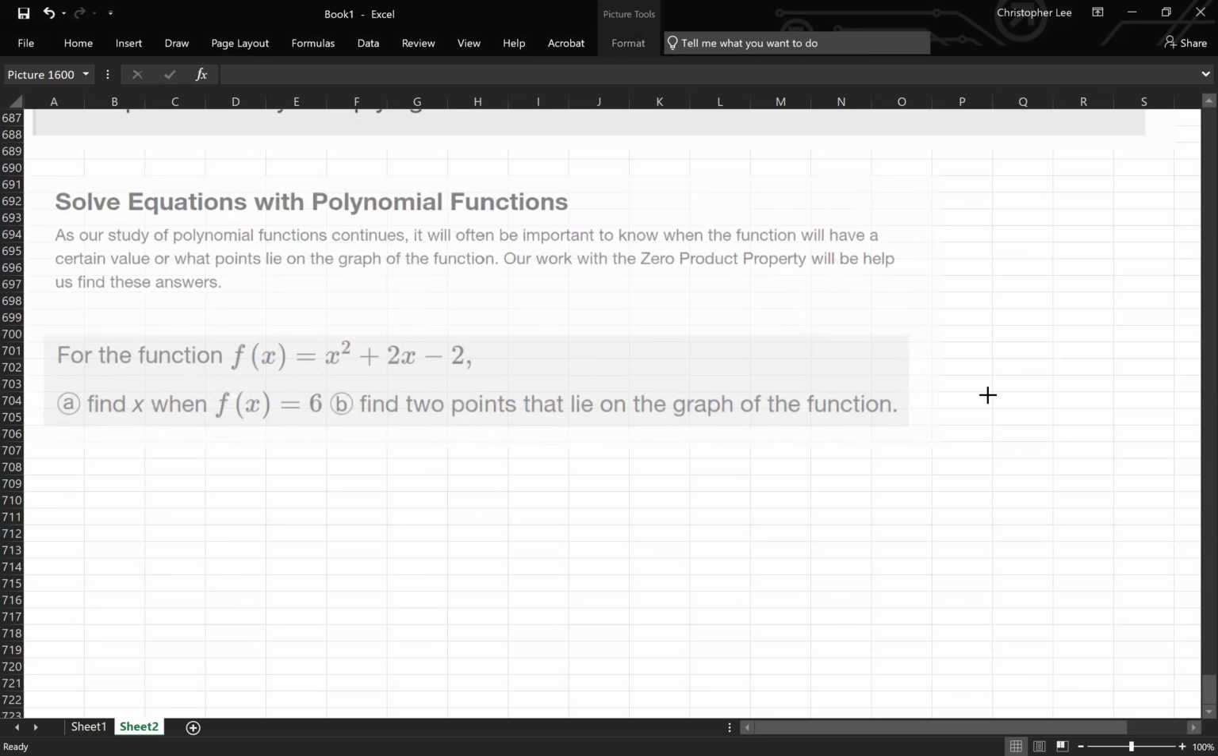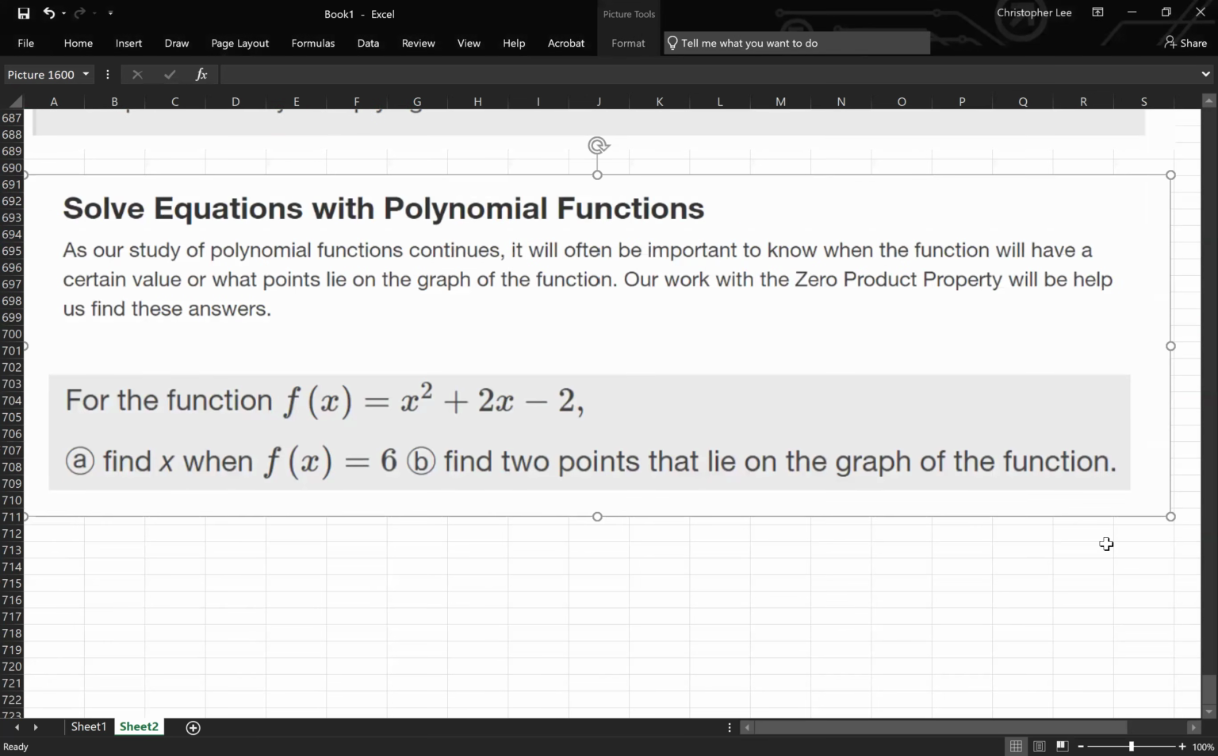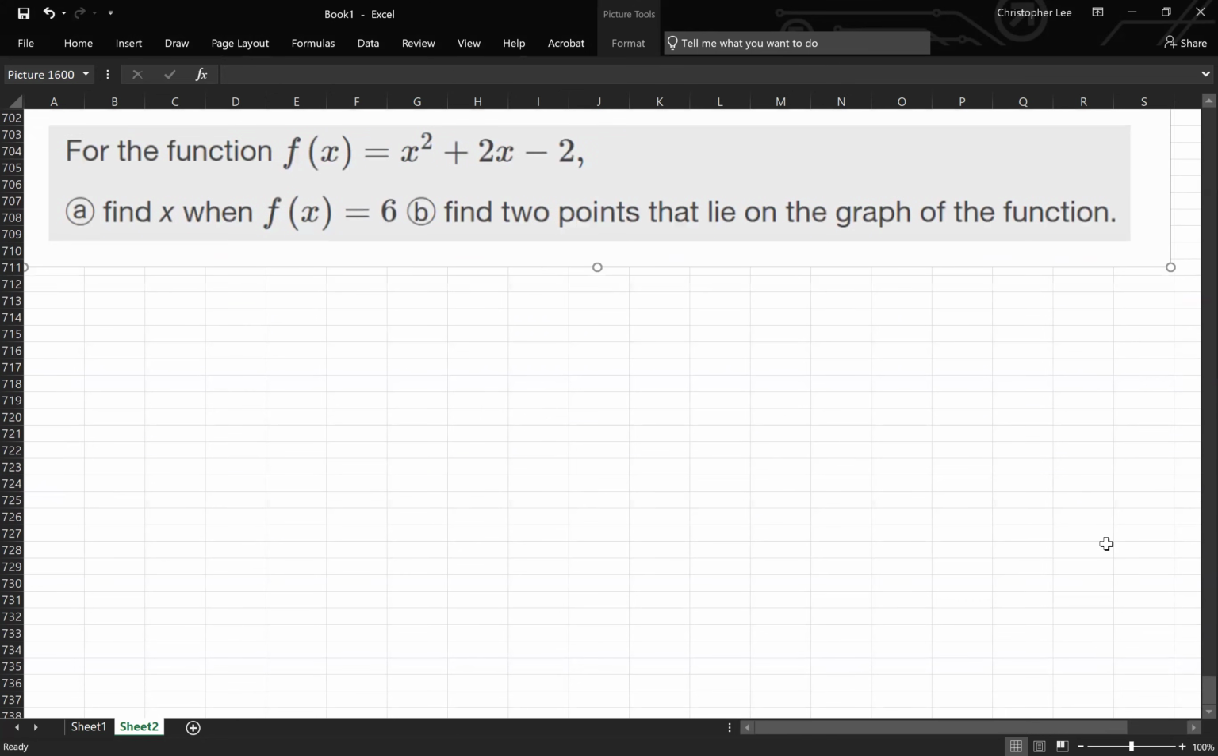So we're going to be solving equations with polynomial functions, right? A little bit different of a topic. So as our study of polynomial functions continues, it will often be important to know when the function will have a certain value or what points lie on the graph of a function. Our work with the zero product property will help us to find these answers. So check out this question.